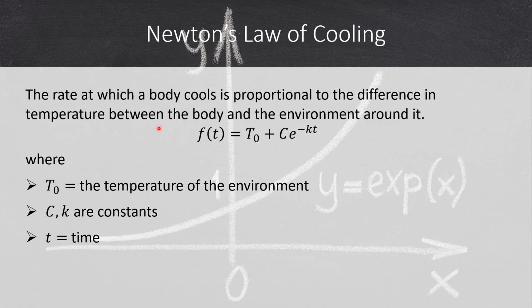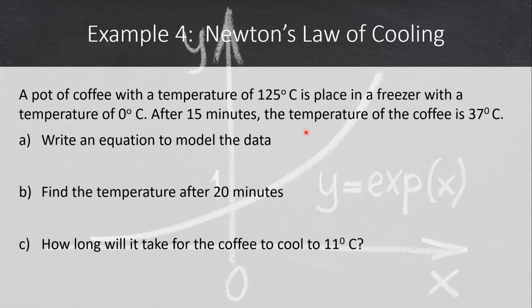So if you actually took a cup of coffee and put it into a freezer, then how quickly the cup of coffee cools is actually governed by this equation, where T0 is the temperature of the environment that it is placed in, and then C and K are constants, and of course t is time. And with that, we are going to work through this particular example. But to do this, I'm going to have to do this in OneNote because I don't think I have enough room here.